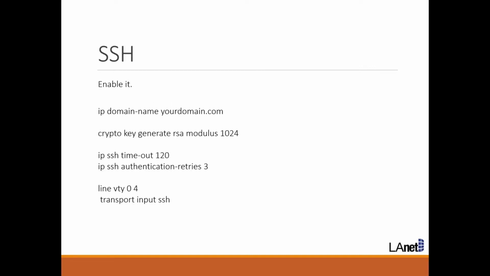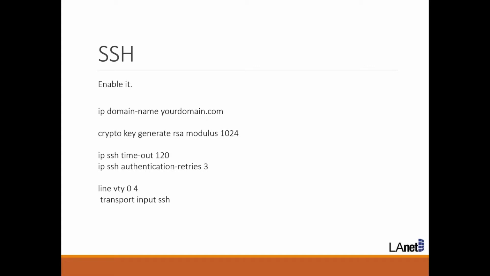SSH, this one's pretty simple, enable it, right? So there's really no reason to not run SSH on everything, and more importantly, only SSH on everything. So you'll see down at the very bottom here on my line VTY 0 to 4, I have transport input SSH. That means that Telnet is actually disabled. I do still run into places that do SSH and Telnet. Maybe they think that they don't want to buy an SSH client. You can get a free one through PuTTY, for example. So there's a lot of options.